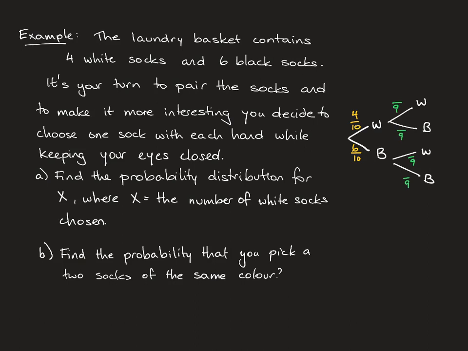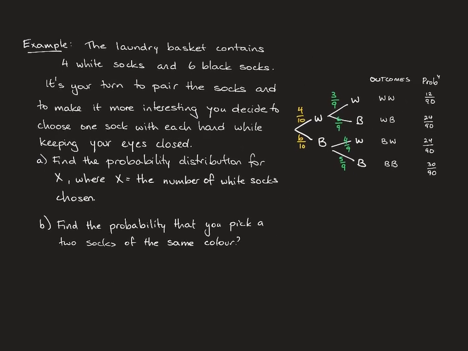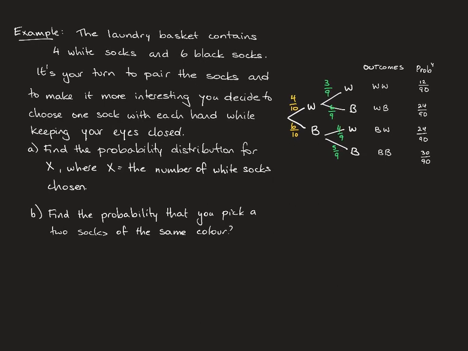And if we chose a white sock on our first choice, that means there are now only 3 white socks left, so the probability of choosing those is 3 out of 9. There are still 6 black socks, so that becomes a 6. The other way, of course, is that these 2 fractions should add to 1. If we chose a black sock first, that means there's only 5 black socks left, so to choose another black sock is 5 out of 9, which makes that one 4 out of 9. And so our outcomes are shown here, and I've also worked out their probabilities.